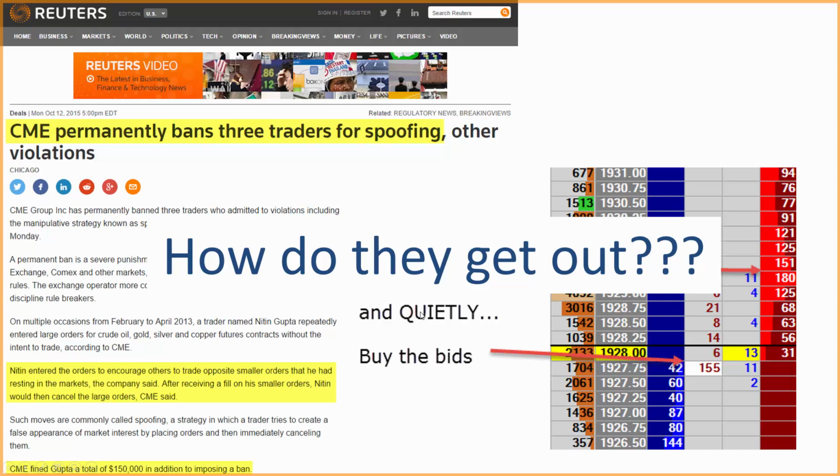And that is, how do they get out? Because if you push the market up 5 ticks by buying 2,000 contracts, how can you exit at a profit? If you just sell those 2,000 contracts, the market's going to go back down. It's not like you can put a pin in the market and keep it there while you get out of your position. And that's the key to predatory trading.